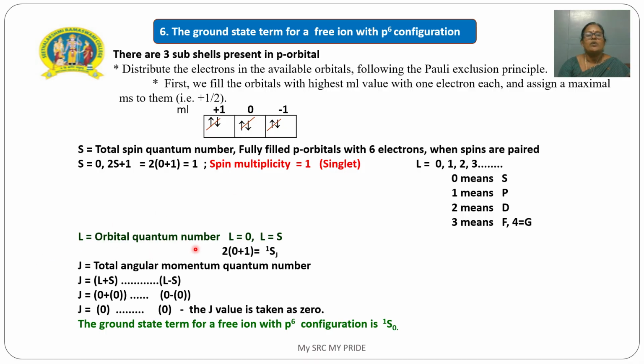L, orbital quantum number, L equals 0, it denotes S term. J, total angular momentum quantum number, J, L plus S up to L minus S. L value is 0, S value is 0, L plus S equals 0 and L minus S equals 0. The J value is taken as 0. The ground state term for a free ion with P6 configuration is 1S0.